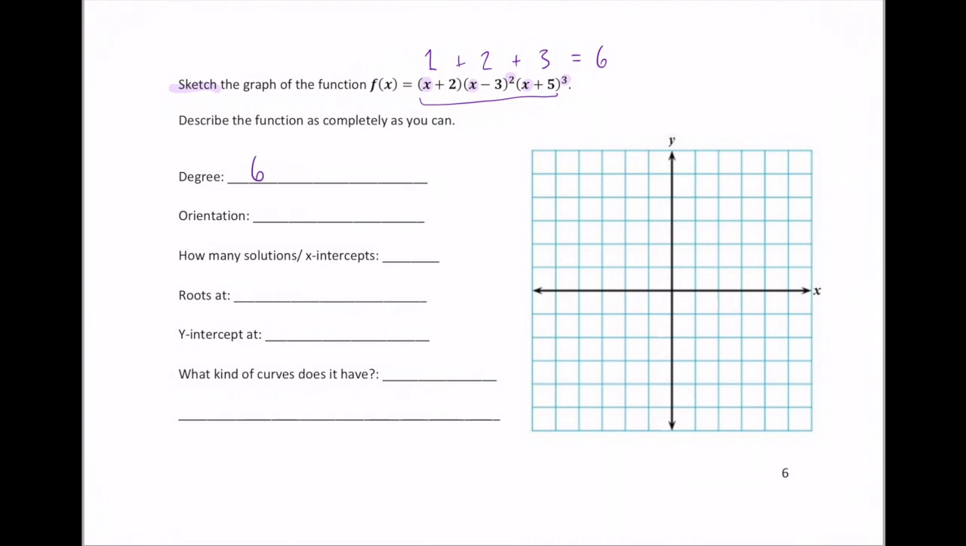All right, let's take a look at the orientation. Basically, that means the shape of the graph.